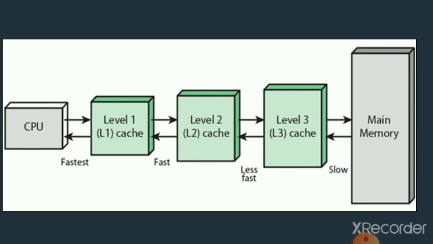Those instructions which are going to be executed or which are required frequently will be given to L1. So fewer instructions will be stored there, but those required by the CPU will have high priority and be stored in L1, L2 and L3.